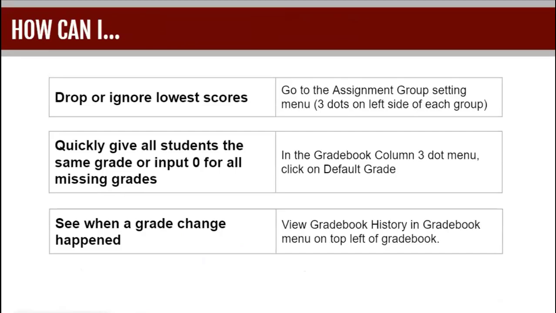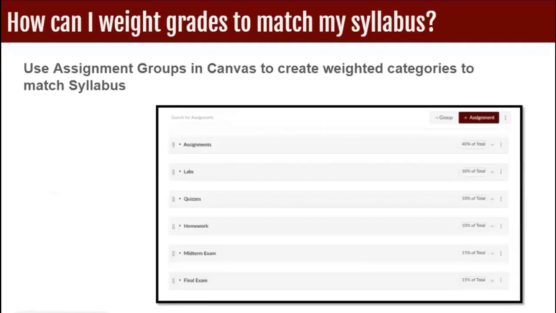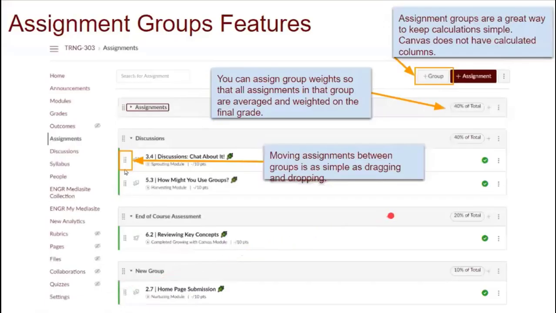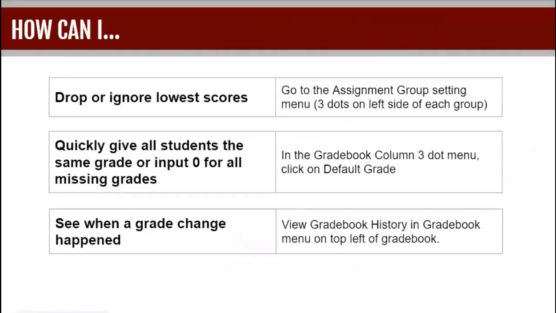Okay, so a couple of other questions frequently come up. How can I drop or ignore lowest scores? That is within the assignment group setting, on the 3-dot menu for each group. You can click on that, and that will allow you to set the policy for the grades within that group.